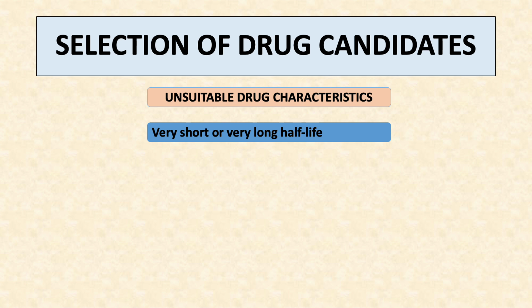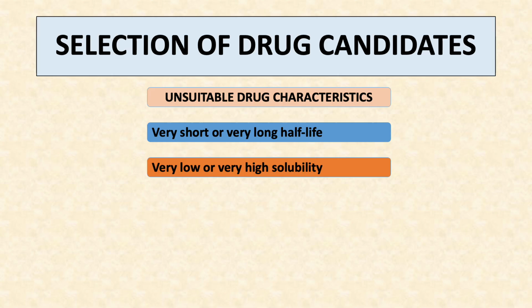Very short half-life means the drug is eliminated too quickly, requiring a high loading dose to maintain prolonged release. This increases the risk of dose dumping and toxicity. And very long half-life means the drug already provides prolonged systemic levels without modification.